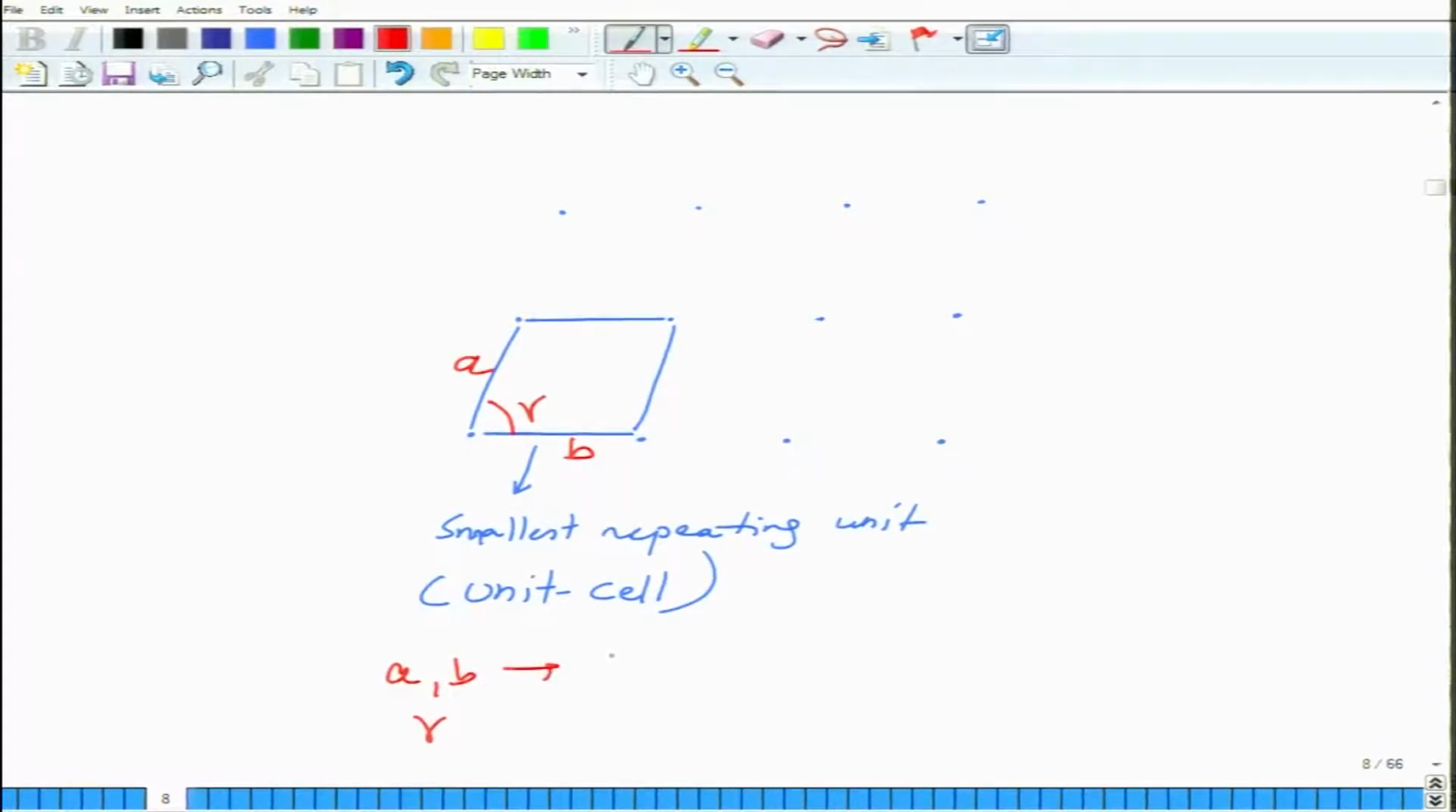A, B are the lengths, gamma is the angle between the two edges. These are called unit cell parameters. Okay. Now, the question is: is the choice of this unit cell unique? I can also make a unit cell like that.